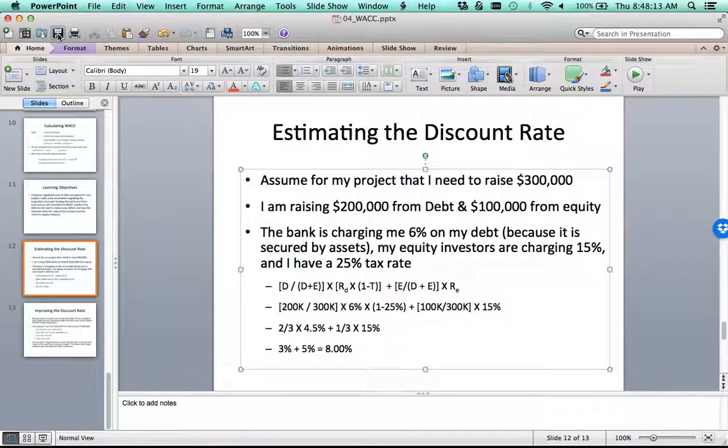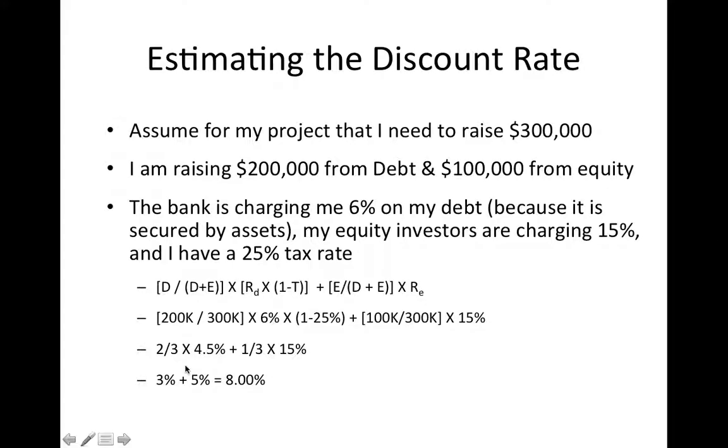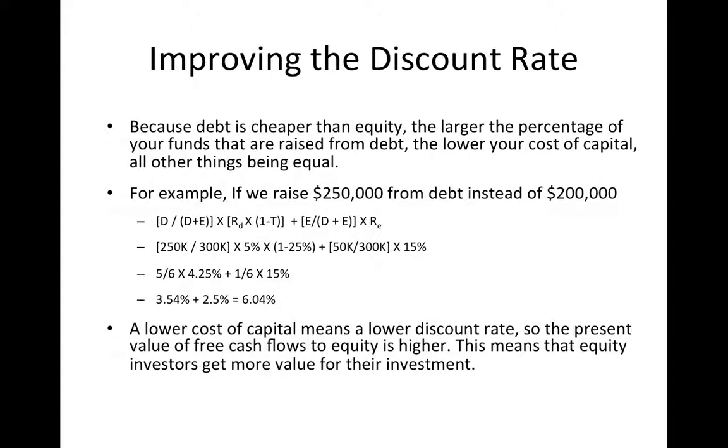So there we go. We fixed that. So that's my cost basically by financing 2/3 with debt, 1/3 with equity. Now, what if I decided that I would use more debt? The idea here is this. Debt's generally cheaper than equity. Now, there's a limit to that.